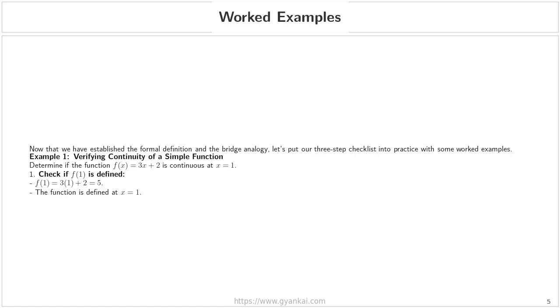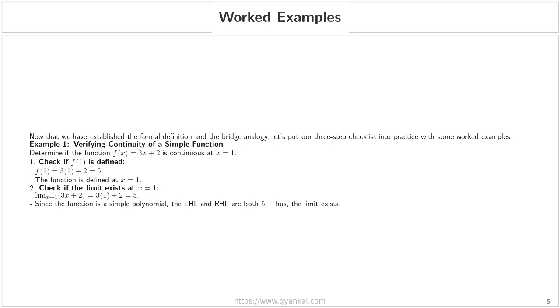Following our first step, we check if the function is defined at x equals 1. By substituting 1 into the equation, we get 3 times 1 plus 2, which equals 5. Since we have a real number, the function is indeed defined at this point. Next, we move to step 2, checking if the limit exists as x approaches 1. For the expression 3x plus 2, as x gets closer to 1, the value approaches 3 times 1 plus 2, which is 5. Because this is a simple polynomial function, the left-hand limit and the right-hand limit are identical. Therefore, the limit exists and is equal to 5.